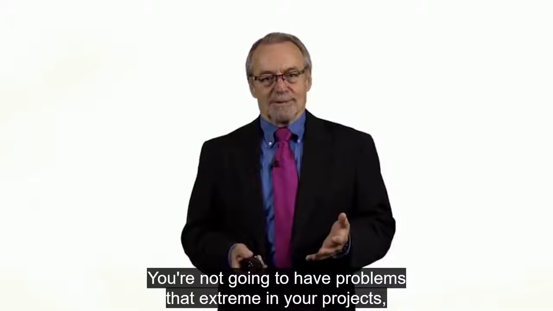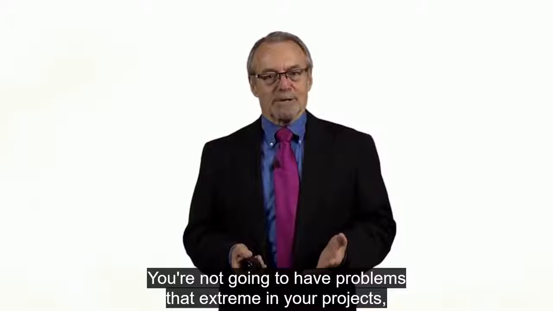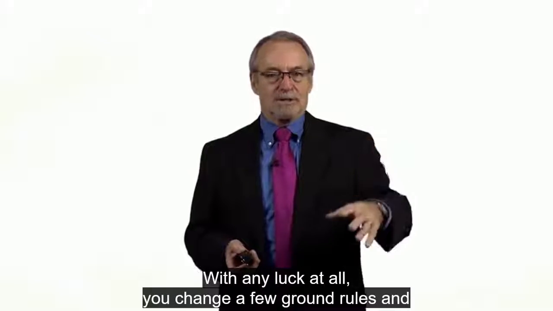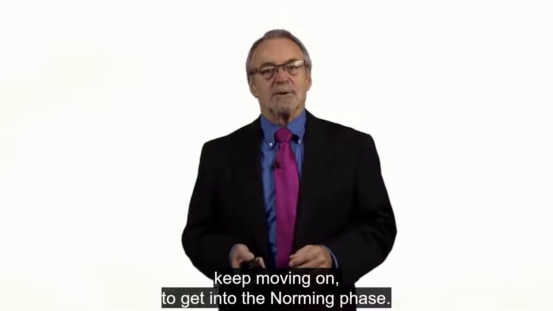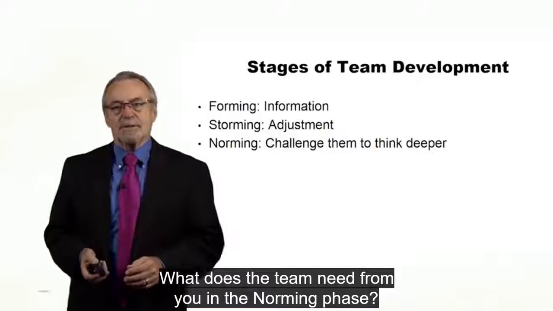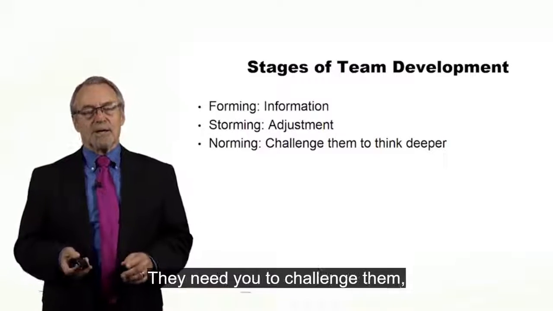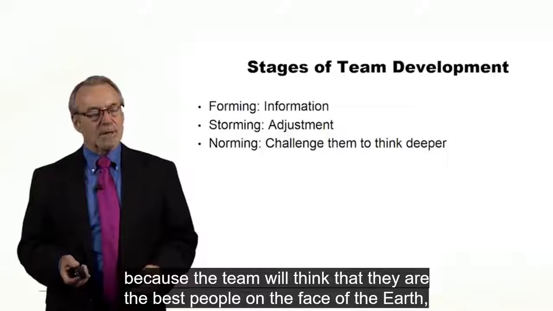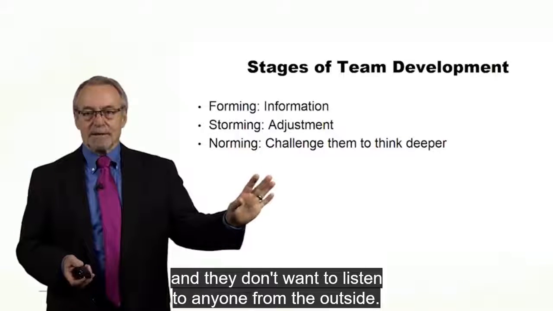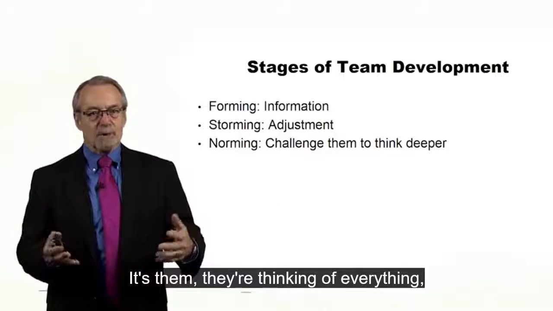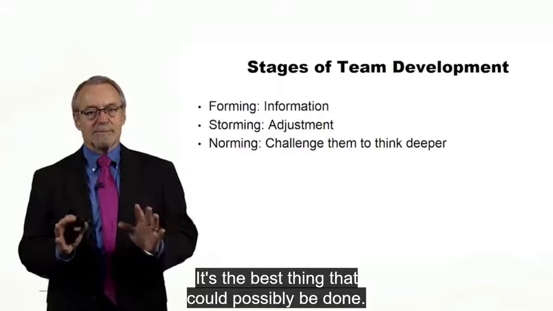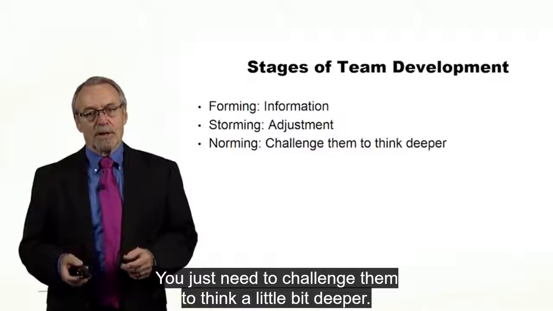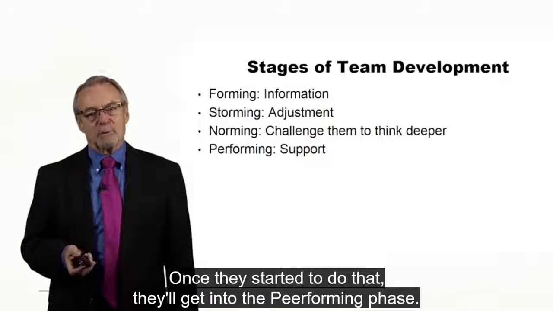You're not going to have problems that extreme in your projects, but some teams do get stuck in the storming phase like that. With any luck at all, you change a few ground rules and keep moving on to get into the norming phase. What does the team need from you in the norming phase? They need you to challenge them, because the team will think that they are the best people on the face of the earth, and they don't want to listen to anybody from the outside. It's them. They're thinking of everything. They're perfect. No matter what they come up with is the best thing that could possibly be done. You just need to challenge them to think a little bit deeper. Once they start to do that, they'll get into the performing phase.